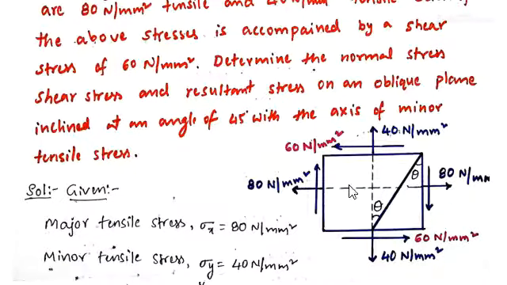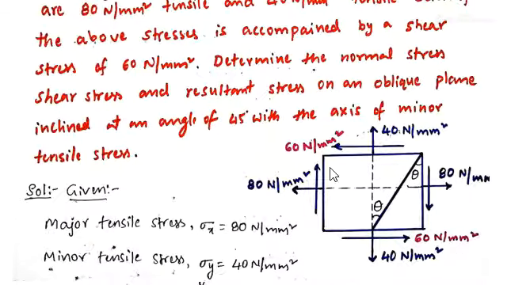So if you just represent here these two stresses acting in these two directions, it is accompanied with a shear stress. So we'll get shear stress on all four sides. The shear stress will be on the four faces, which means when a shear stress acts on one plane, a complementary shear stress will be developed anyway. Its value is given as 60 Newton per mm square.